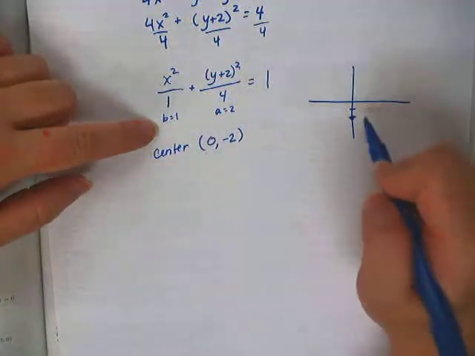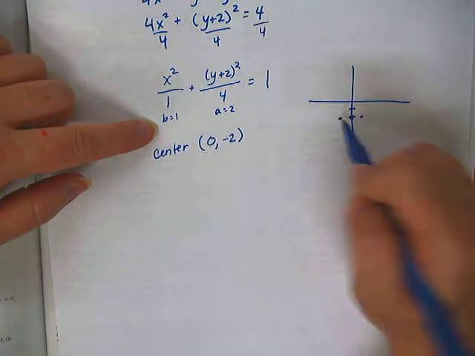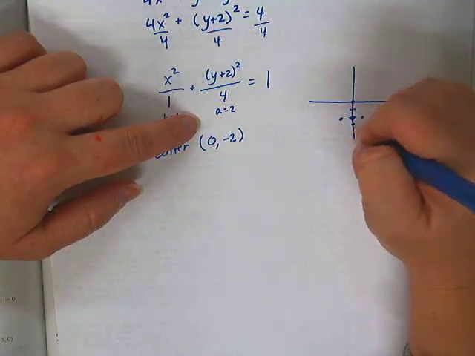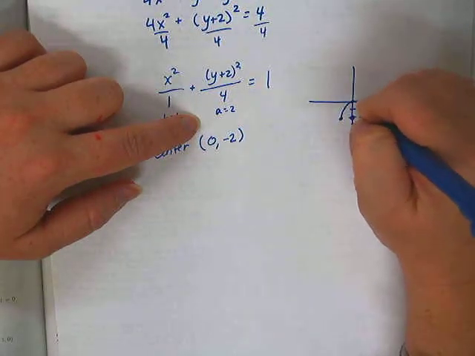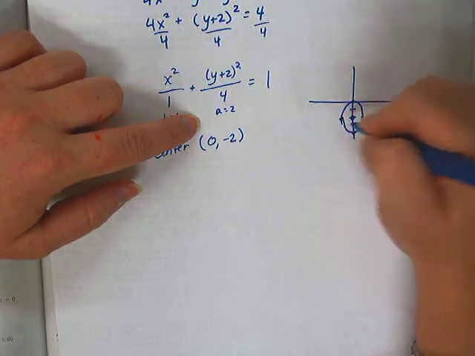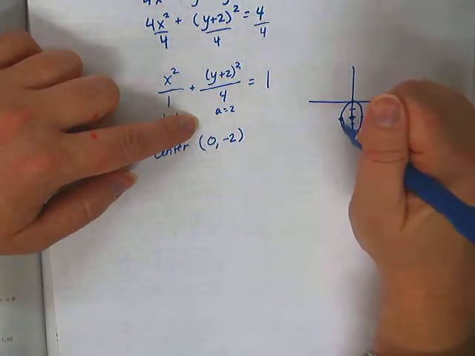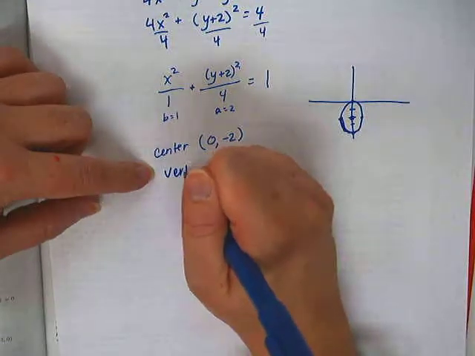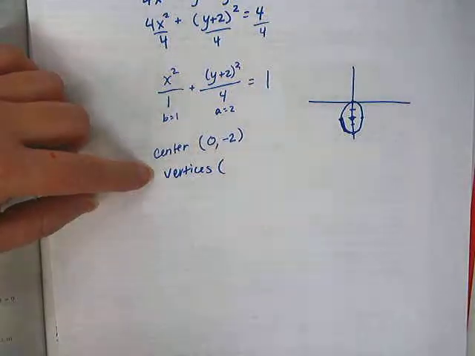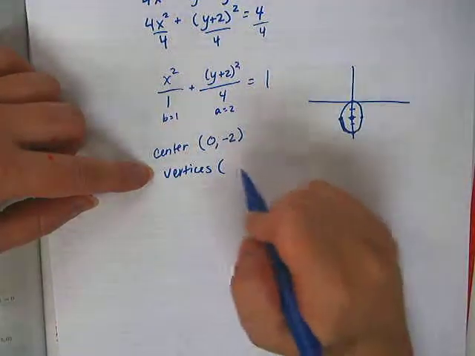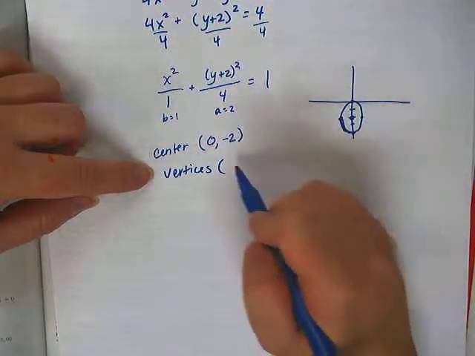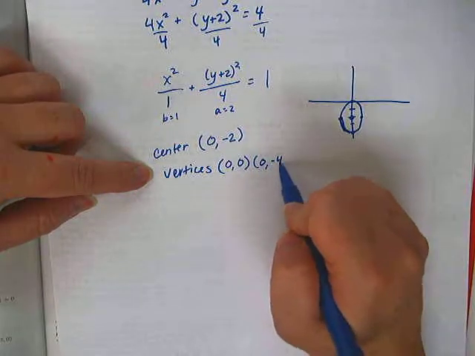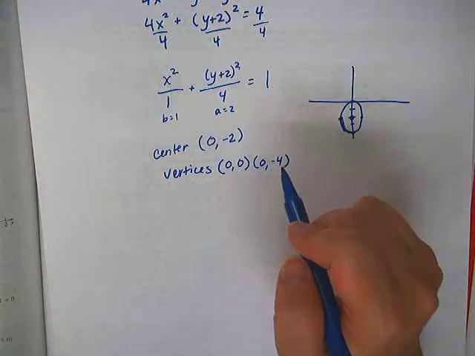And then the x direction is 1, so I'm going to go 1 to the left and the right. The y direction is 2, so I'm going to go up 2 and down 2. There's the ellipse, so my graph is done. Now I just need to list where the vertices are located, but now that I have my graph, it's pretty easy to see where those vertices are. So where are the vertices? 0, 0, and 0, -4.